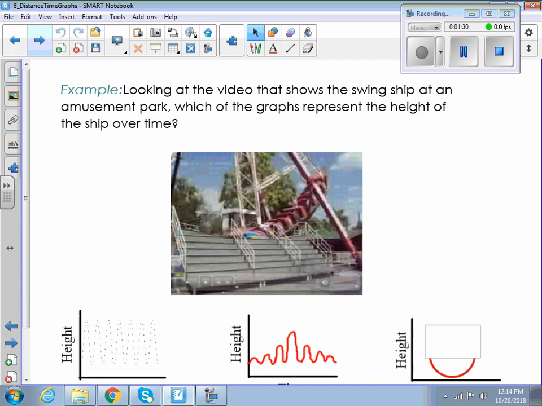We're first going to look at a swing ship. This is not like Canada's Wonderland, but Wonderland has a similar ride. I want you to look at it and then tell me which of these three graphs shows how the height of a person riding this ride is changing over time. Okay, so let's take a look.